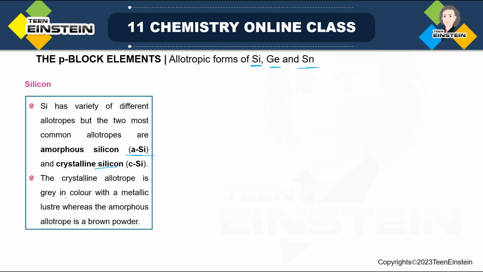The crystalline allotrope is gray in color, and there is some metallic luster. And what about the amorphous form? The amorphous form, that is a-Si, has an appearance of brown powder because it is amorphous, so it is powder and also brown in color.